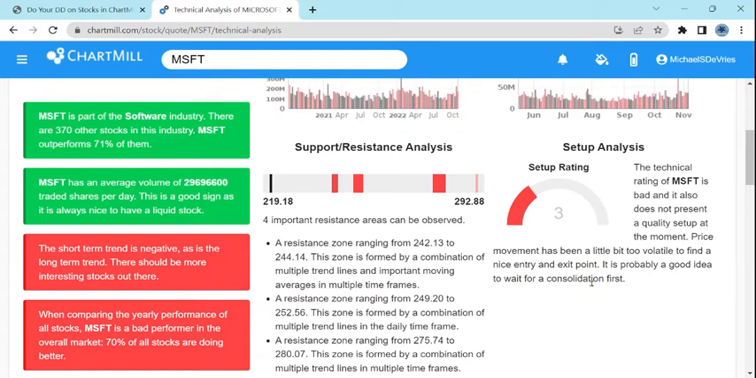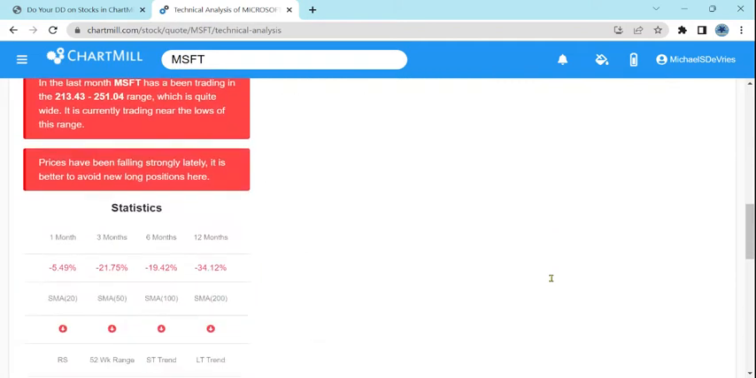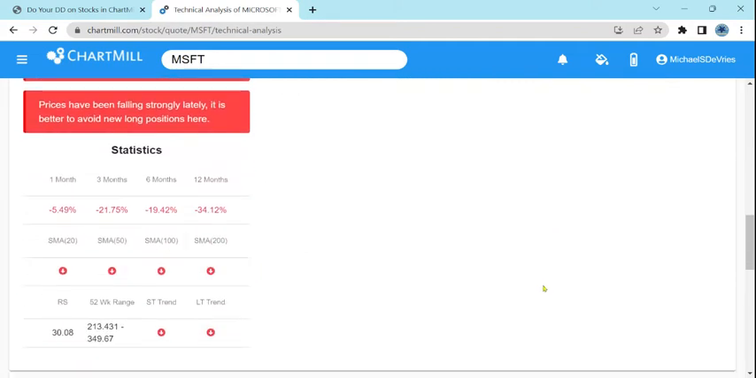Probably a good idea to wait for consolidation. So again, it gives you some more information, a recommendation as to the current entry point, what's the setup for a current entry or exit point for the particular stock. Then again, below the technical analysis rating, it gives you statistics as to the trends over the past several months.